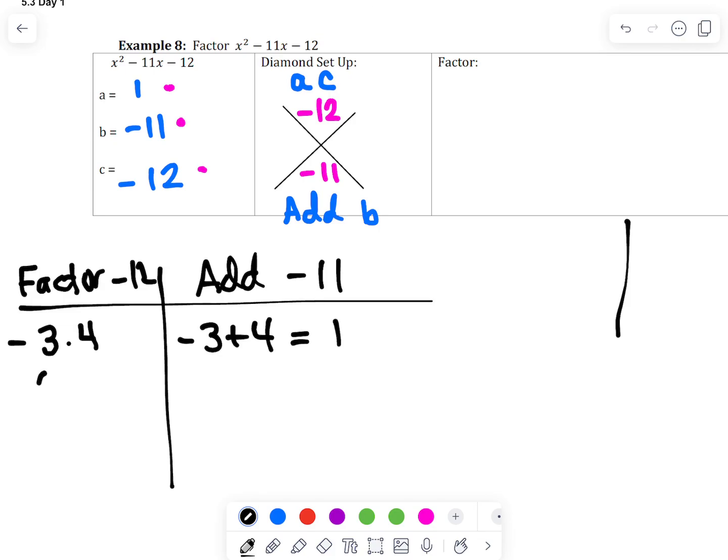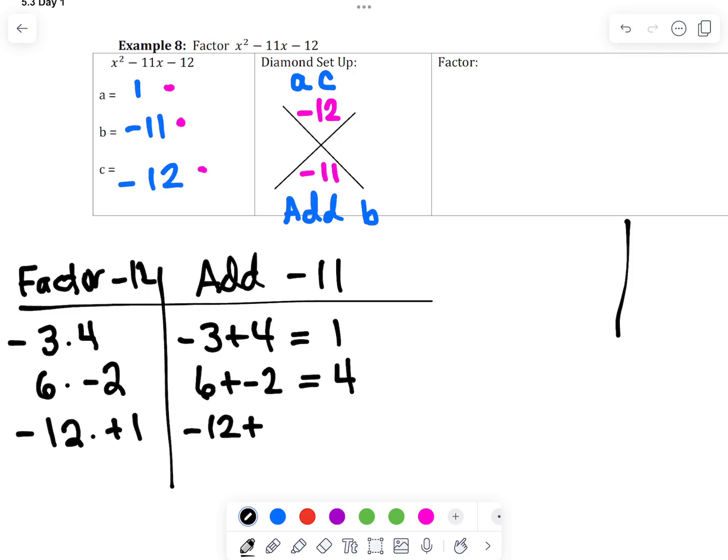Now let's say I want to say positive 6 and negative 2. When I add them together, I get positive 4. Not it. Then let's say I want to do negative 12 and positive 1. When I add them together, I get negative 11. I found it, I can stop. So these are the numbers that go on the sides of my diamond. Negative 12, positive 1.